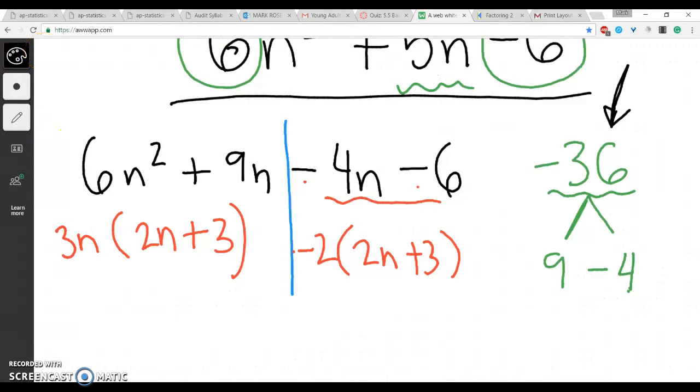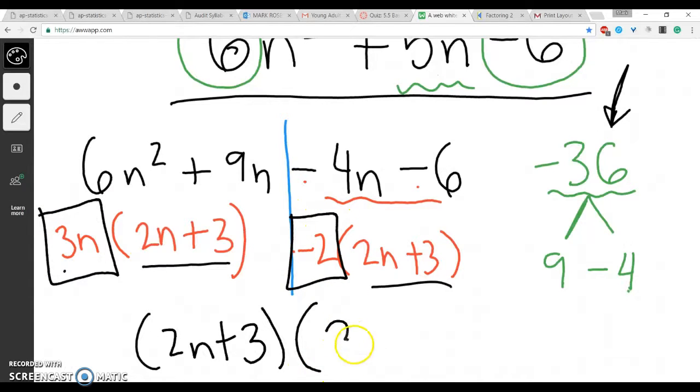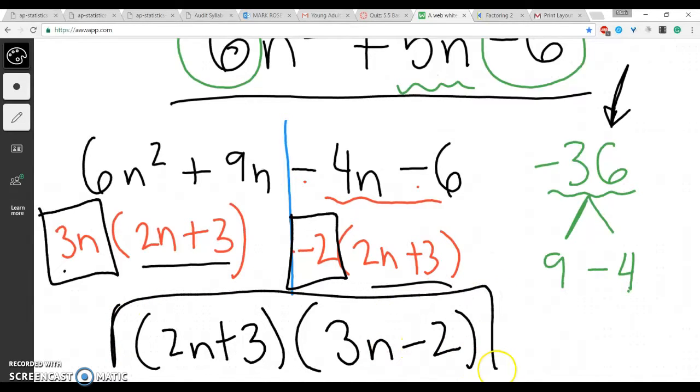where you have these things that are the same. And so you get 2n plus 3. And you have these things which are left over. So you get 3n minus 2. And now we have this thing factored.